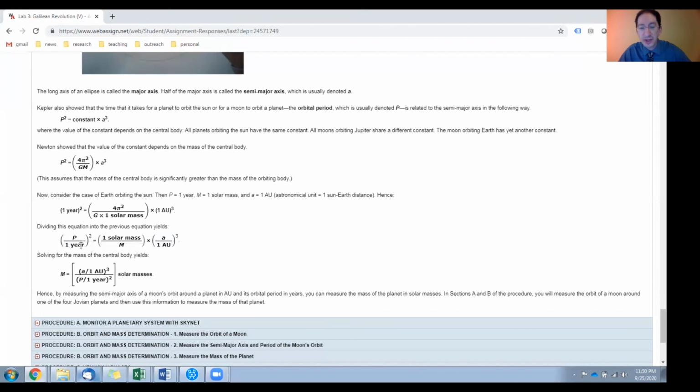Orbital period measured in years squared is equal to one solar mass divided by the mass of the central body times the semi-major axis measured in astronomical units cubed. In solving for mass, we get mass is equal to A cubed over P squared. It's that simple. If we can get the semi-major axis of this moon going around its gas giant in astronomical units and its orbital period in years, then we just cube the one number, divide by the square of the other, and we get the mass of the central body in solar masses.